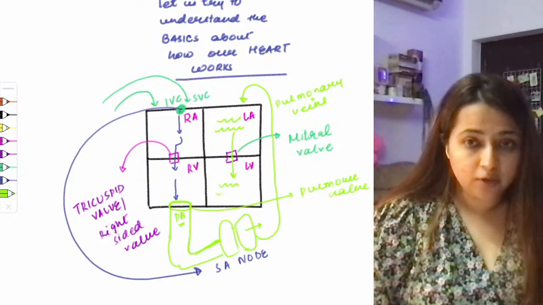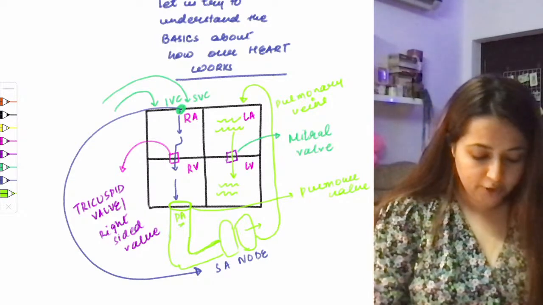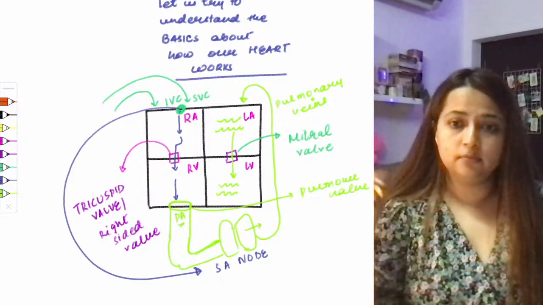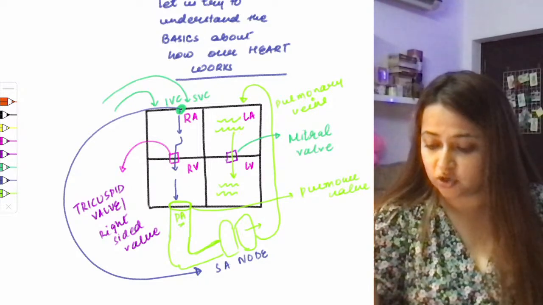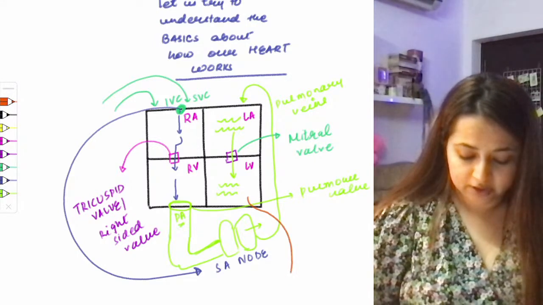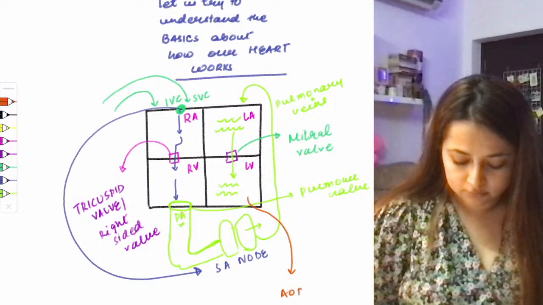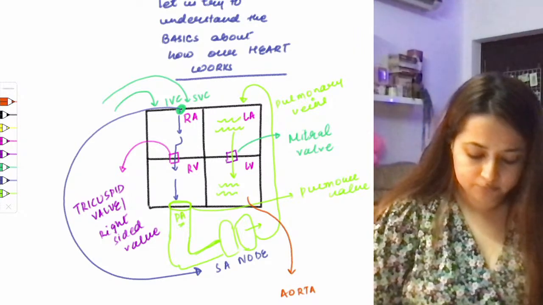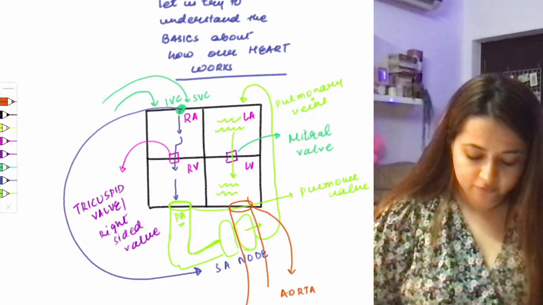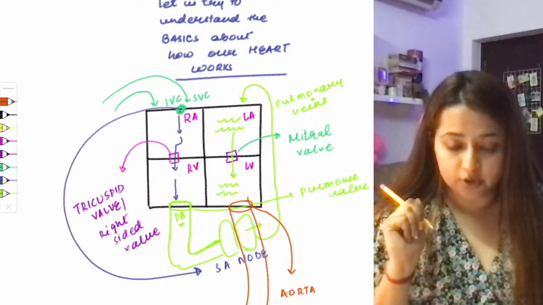Once the blood reaches the left ventricle, where do you think is the next destination of this blood? This blood from the left ventricle is now going to enter into the aorta. So we have the aorta. The blood from the left ventricle is going to enter the aorta.